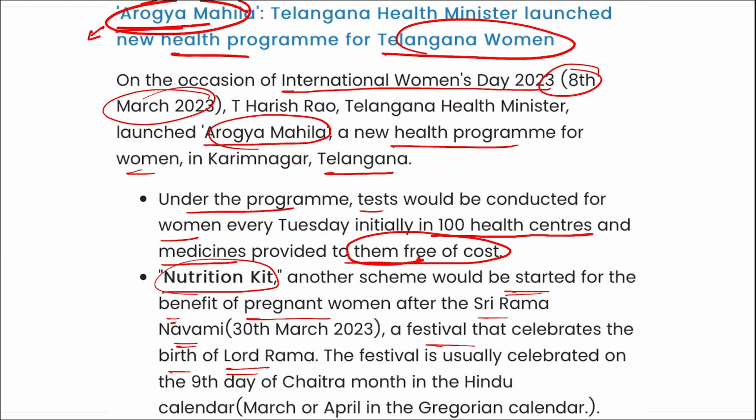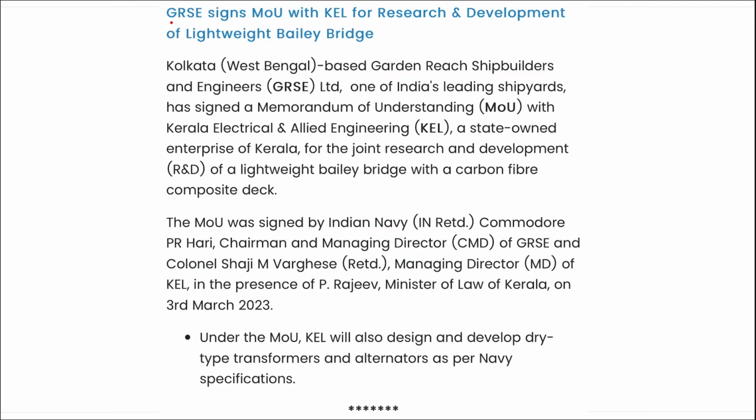Alright, next is GRSE signed an MOU with KEL, that is your Kerala Electrical and Allied Engineers. So remember, it is your GRSE, that is Kolkata based Garden Reach Shipbuilders and Engineers Limited. They have signed an MOU with Kerala Electrical and Allied Engineers Limited, a state owned enterprise of Kerala, for the joint research and development of a lightweight Bailey bridge with a carbon fiber composite deck.